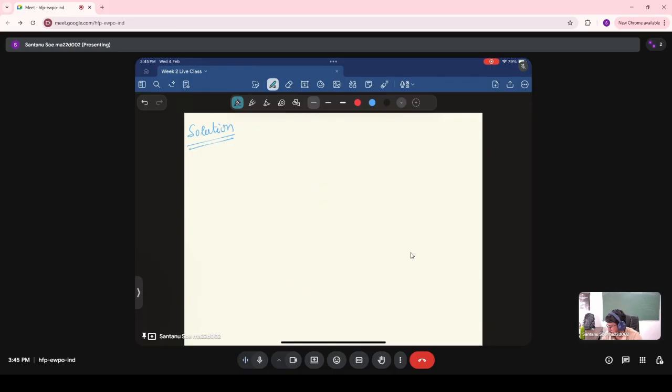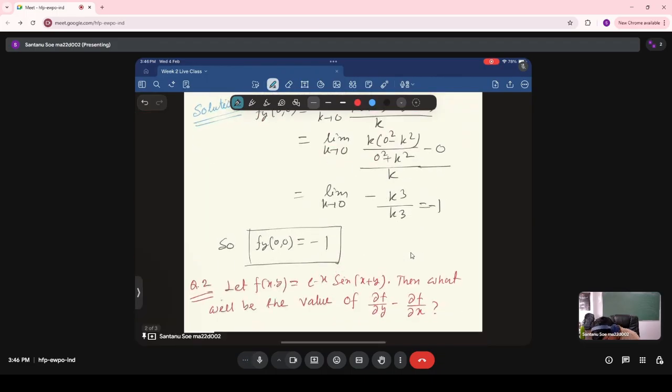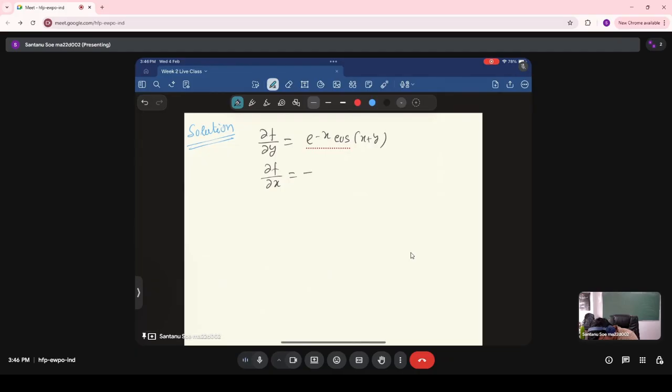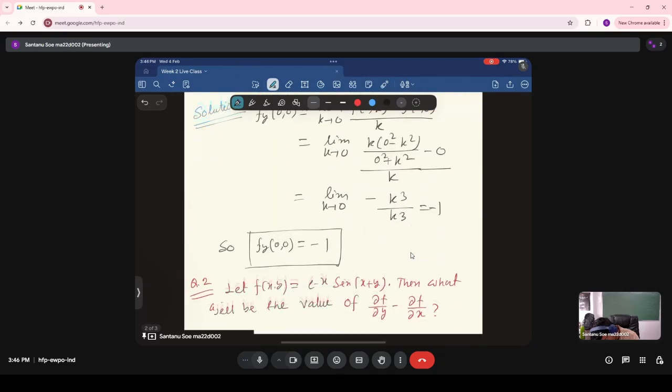So now from here, see that both the partial derivatives with respect to y and with respect to x exist. So we can first find the derivative with respect to y, which is nothing but e to the minus x cos of (x plus y). And the partial derivative with respect to x is nothing but minus e to the power minus x sine of (x plus y) plus e to the power minus x cos of (x plus y).